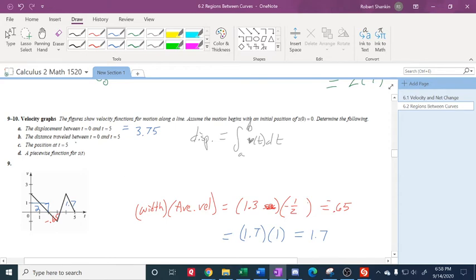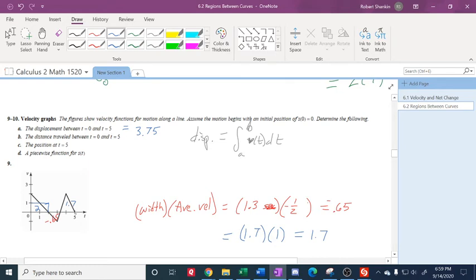Okay. And then the distance traveled. The only difference in this is you're going to change this negative 0.65 to a positive 0.65, because instead of backtracking, it's still more distance. Like if you're figuring out how much gas you were going to be using, you'd want distance traveled rather than just displacement. And then the position at t = 5.